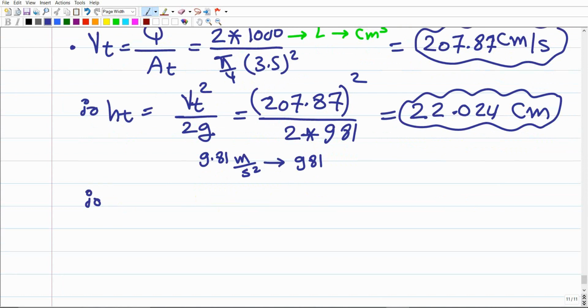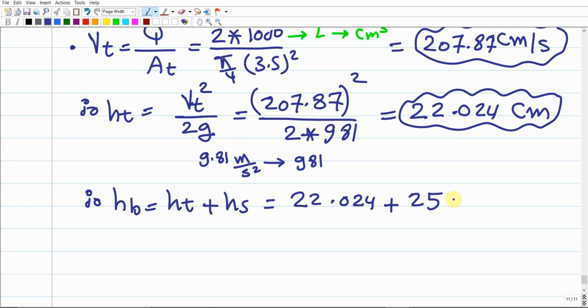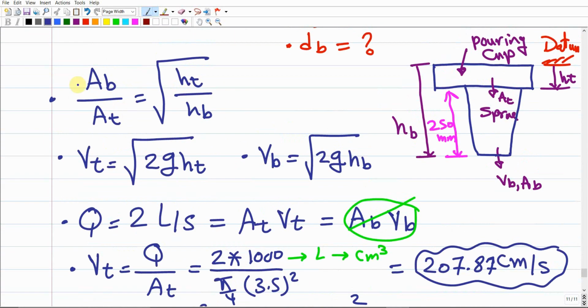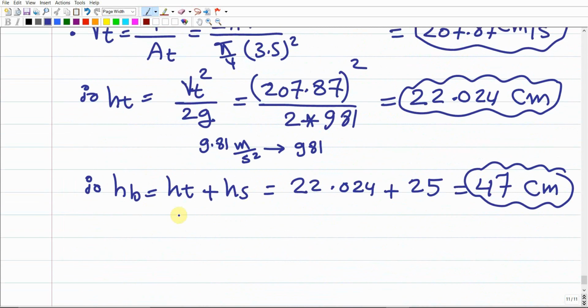So directly HB is going to be HT plus the height of the down sprue that is already given. HT, we got it by 22.024 plus the height of the down sprue, which is 25 centimeter. If we do the calculations, this is going to give us around 47 centimeter. Then your objective is just to plug HT and HB into this expression to end up with the area of the bottom of the down sprue.